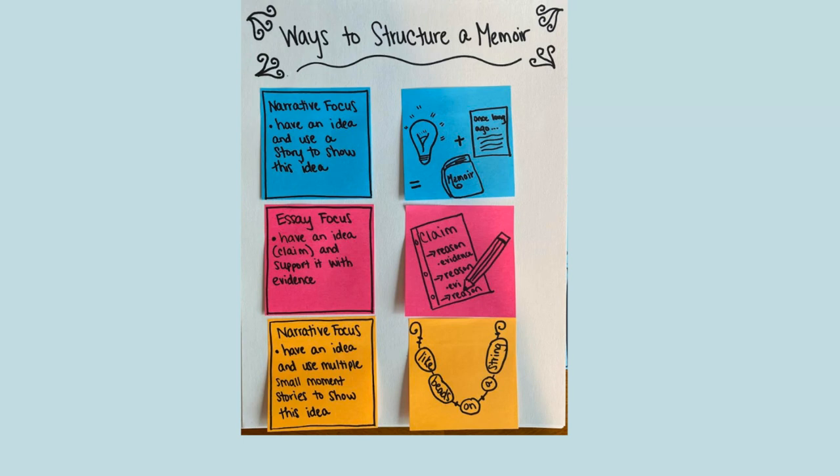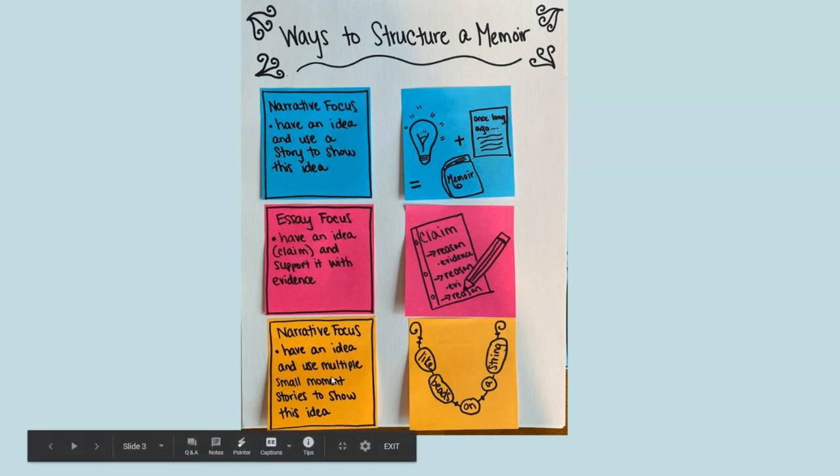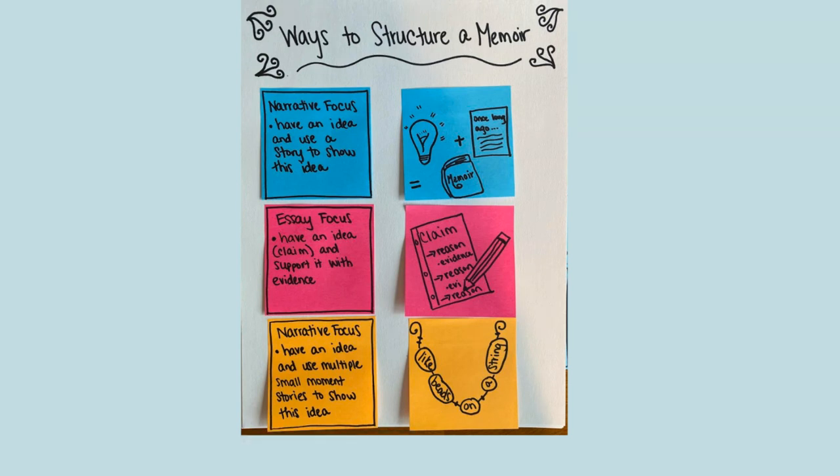Evidence could be examples of different experiences in your life. Now, you can also have another type of memoir, which is a little bit less common, but you can have a narrative focus where you have an idea and then use multiple smaller moment stories to show that idea. So, sort of like beads on a string. You know the theme that you want to stick with, but then you have to think of multiple examples of events throughout your life that you would want to write about and connect together to show that idea or that theme. So, that's another option for you as well.